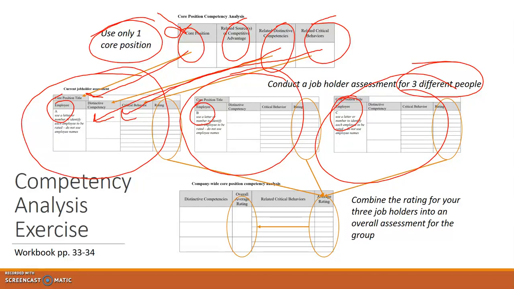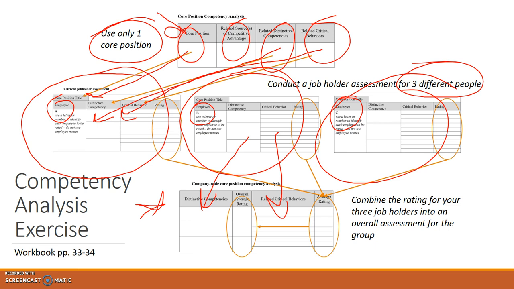You'll take that information then, and once you've done that for 3 individual people, you're going to, in this table here, develop an overall average or an overall competency analysis for that group. Here it's called the company-wide analysis. It may not be company-wide because you only have 3 employees here that you're working with, but you're going to develop an average for that group. So you have distinctive competencies. These again are the same distinctive competencies that you've been listing, right? So it comes right from these previous tables. Related critical behaviors, again, same information there.